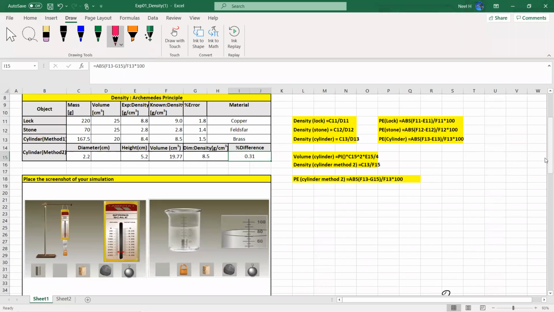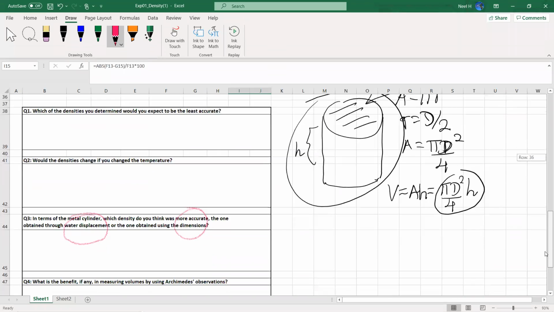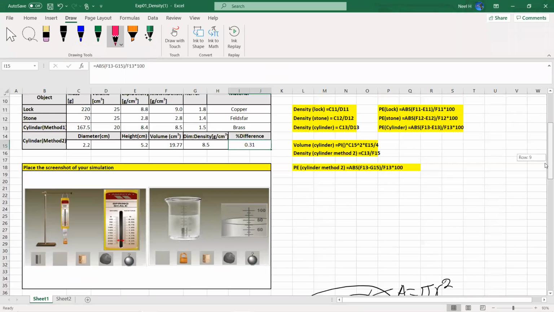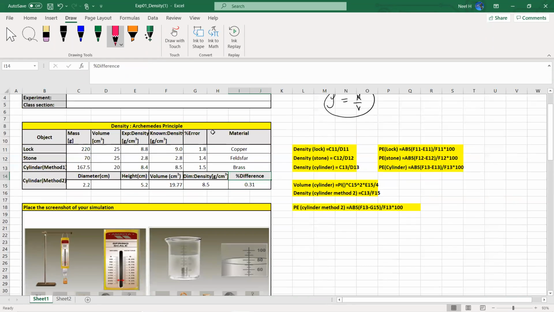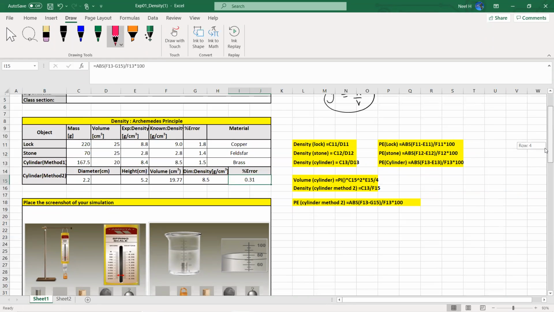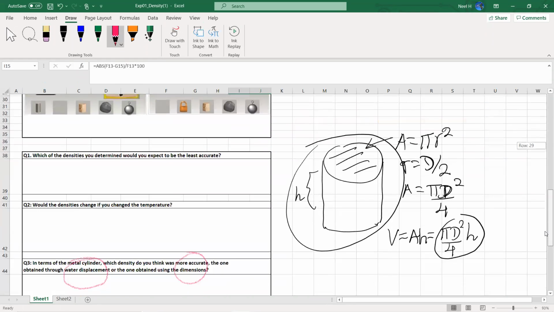Professor, for method 2, it says percent difference, not percent error. Now change that into percent error also, because we did the percent error, okay? We compare that number to the standard value. Every time we have a standard, we should do percent error, okay? Yeah, that's a good point.